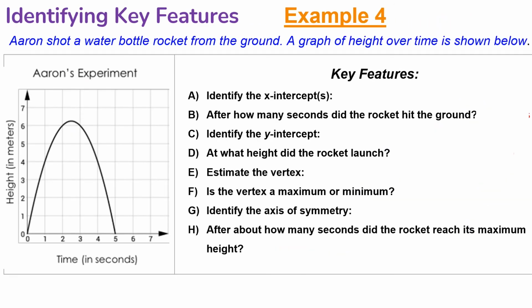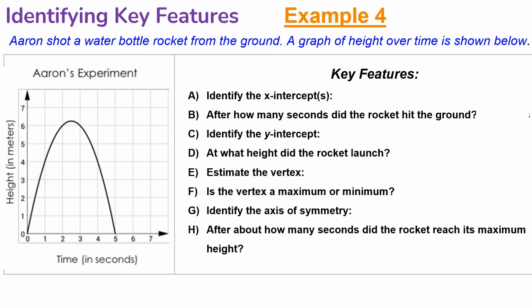So let's take a look at this real life situation here and analyze this graph using our knowledge of the key features. And after this, I have the last problem that I would like for you to try on your own. Alright, so it says Aaron shot a water bottle rocket from the ground. A graph of height over time is shown below.